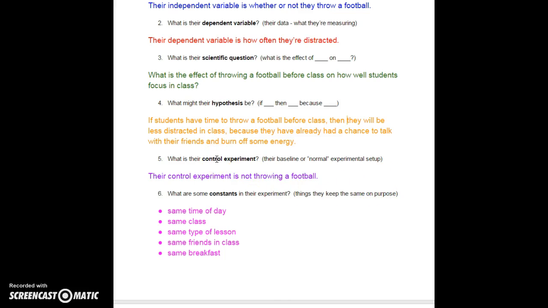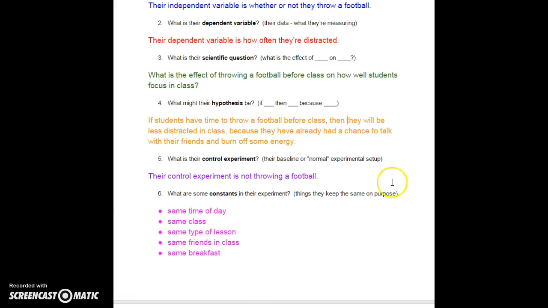Now, their control experiment, this is one we often get confused on. Their control experiment is like the baseline, the normal. It's what they're going to compare their independent variable to. Think of it as being the opposite of their independent variable, perhaps. The control experiment here is not throwing a football before class, right? That's what's normal. It's normal for kids to just go to class and not throw a football first.